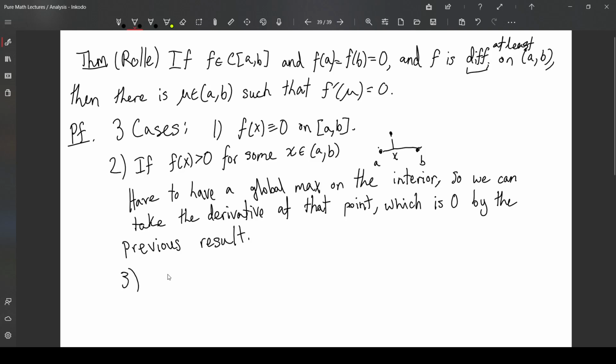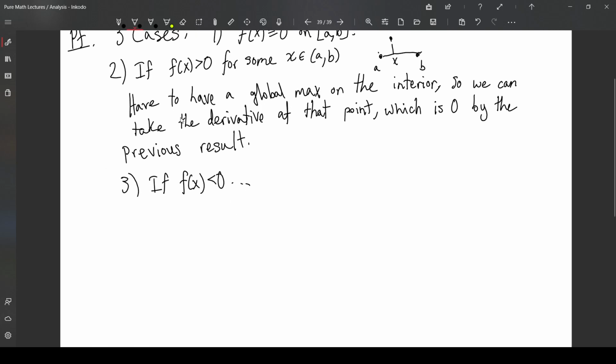Okay. And the third case is similar. If you have some function value which is negative, then you have a minimum, and you can take the derivative at that minimum, and that minimum occurs on the interior. So it's just a similar proof there.